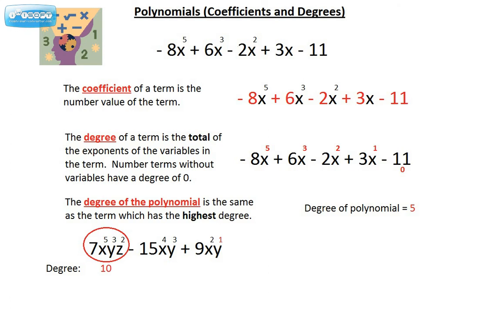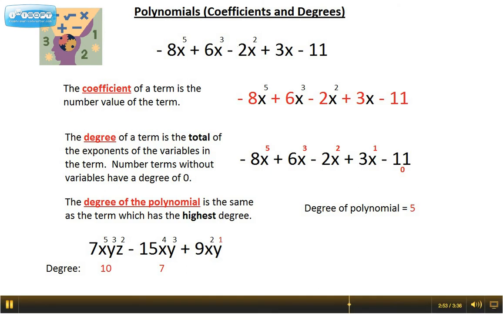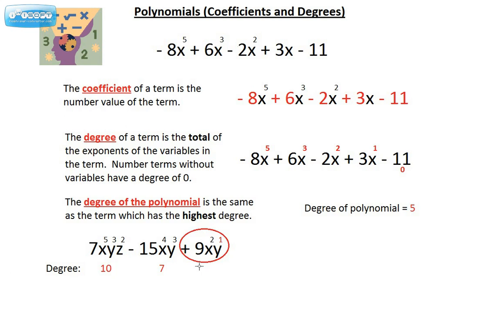Now let's look at the second one. Our x has 4 and our y has 3, so we add 4 and 3 and get 7. Last, let's look at our third term. So here we add the 2 and the 1 and get a total of 3. Our 3 terms have degrees of 10, 7, and 3.